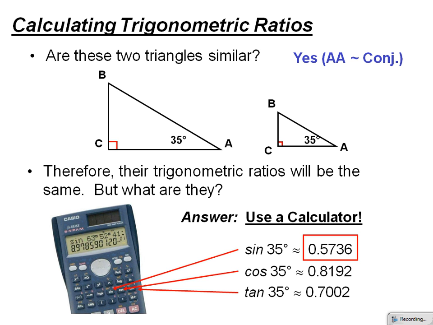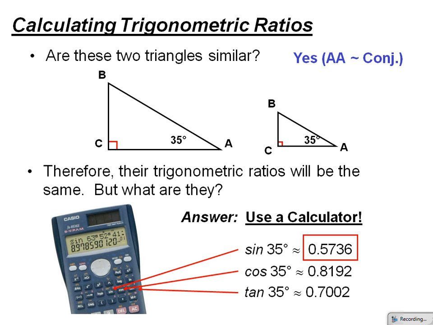Also, we can do the same calculations with the calculator for the cosine and tangent ratios. Type in cosine of 35 degrees in your calculator, you'll get a ratio of 0.8192, or tangent of 35 degrees, you'll get a ratio of 0.7002. We strongly recommend that you use 4 decimal digits for your trigonometric ratios. That will give you the precision you need for all the math that we're doing in this unit.